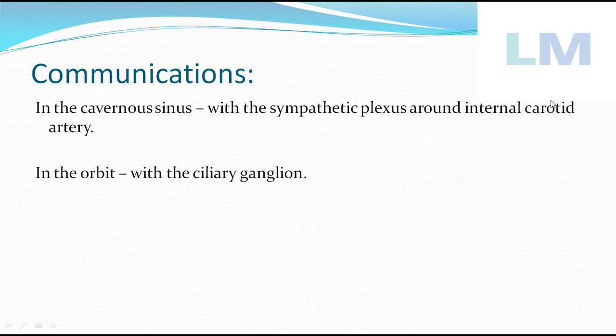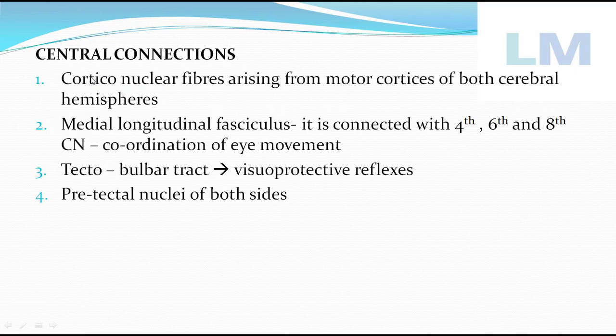Coming to the communications, in the cavernous sinus it communicates with the sympathetic nerve plexus around the internal carotid artery. In the orbit it communicates with the ciliary ganglion, that's a parasympathetic ganglion. Central connections include corticonuclear fibers arising from the motor cortex of the brain, of both cerebral hemispheres. That is because of conjugate eye movement. When you move your right eye, the left eye also should move right.